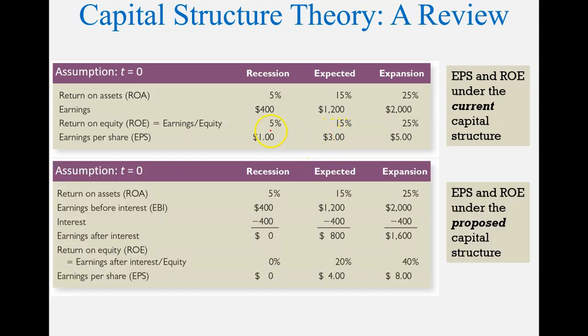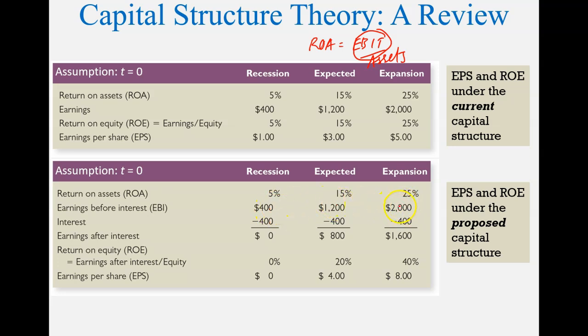I'm glad you asked, because notice that if we do that, return on assets is not going to change, because debt really changes the amount of interest expense. Return on assets is EBIT over assets, isn't it? So earnings before interest and taxes. No impact on this as a result of change in capital structure, right? Because this is before interest. So if return on assets is going to be 5%, 15%, 25%, our earnings before interest and taxes is going to be 400, 1,200, 2,000.